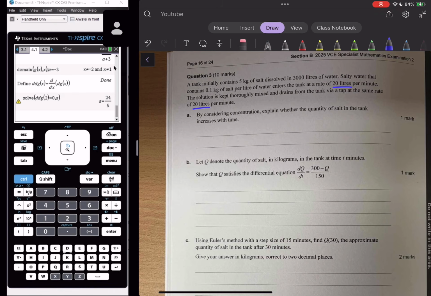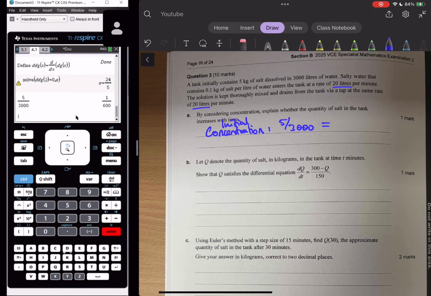Okay, so what is the concentration? The initial concentration is going to be 5 over 3,000. And what is 5 divided by 3,000? Let's do, approximately equal to 0.00167 or something. Okay, but what's the concentration of salt coming in?